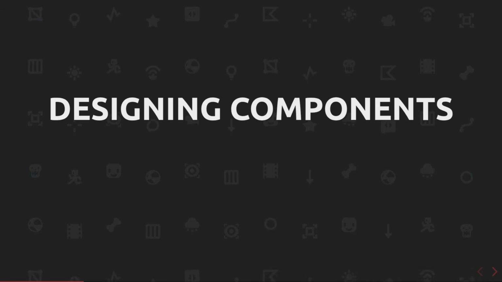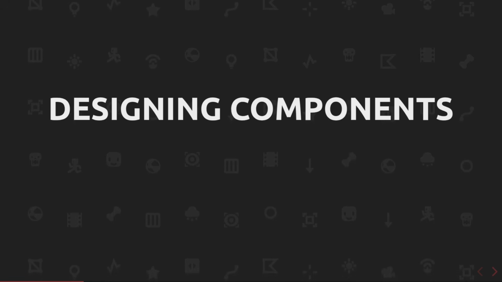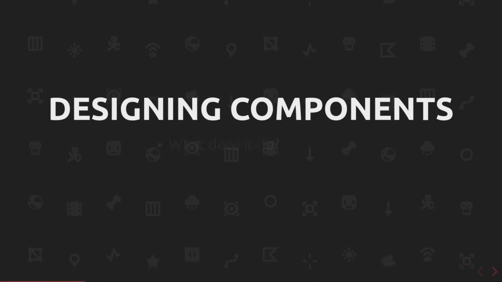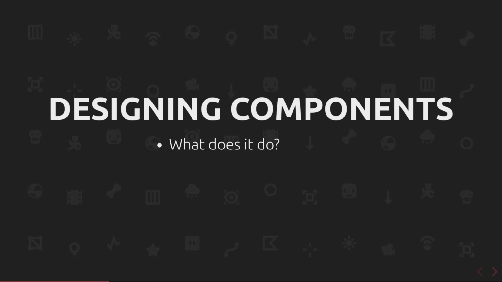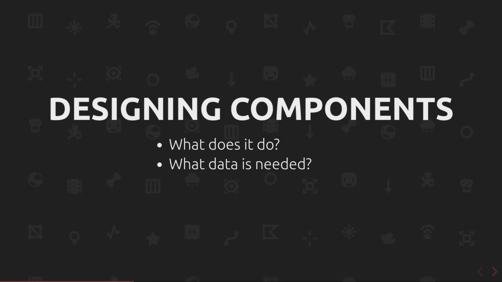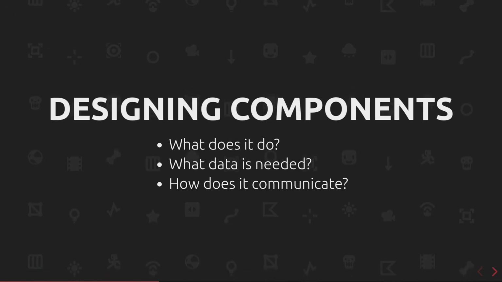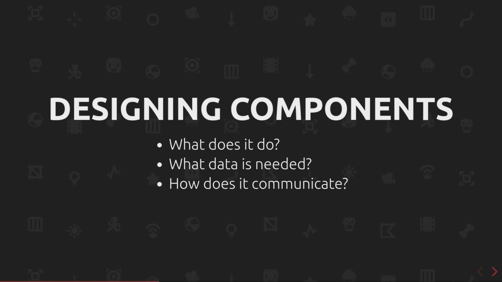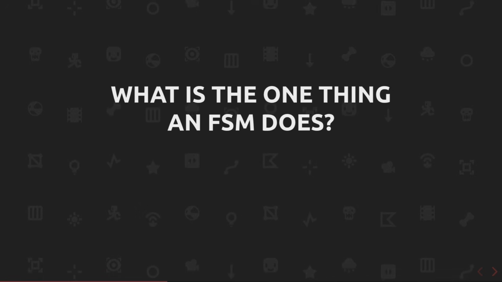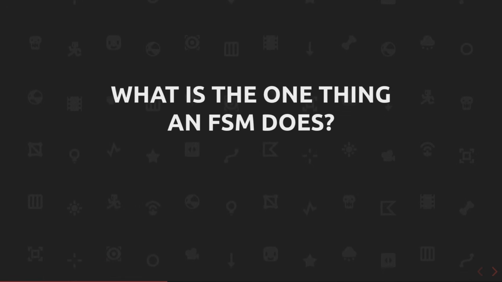Now, designing components can be as easy as asking three important questions. What is the one thing that this component does? What data the component needs to do its thing? And finally, how does it communicate with the rest of the game systems? Let's tackle those questions one by one. So what is the one thing that a finite state machine does?